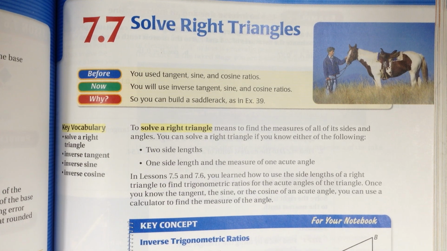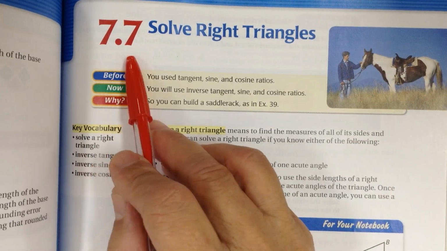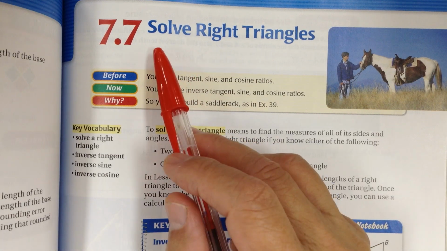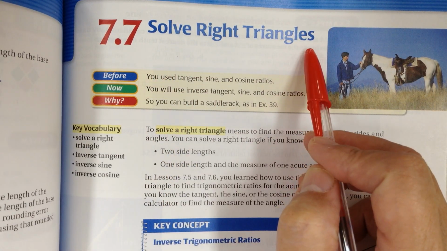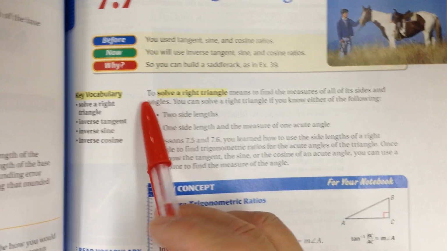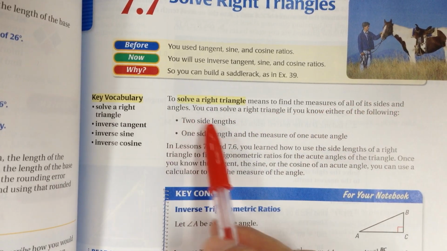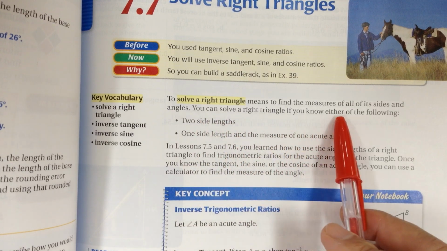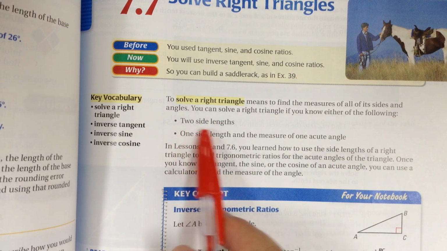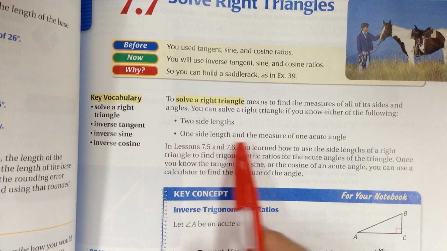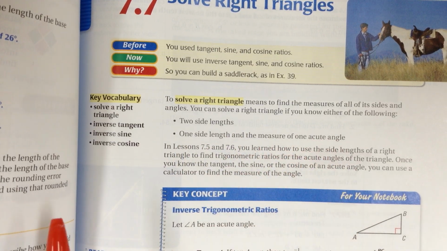Let's go to page 483. This is lesson 7.7. This lesson is to solve right triangles. To solve a right triangle means to find a measure of all its sides and angles. You can solve a right triangle if you know either of the following: two side lengths, or one side length and the measure of one acute angle.